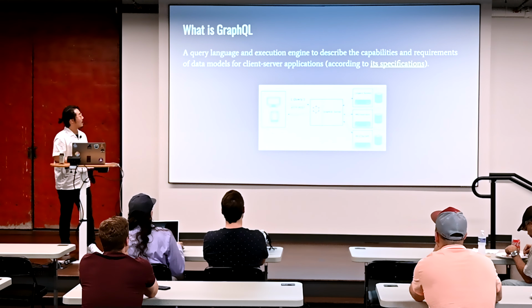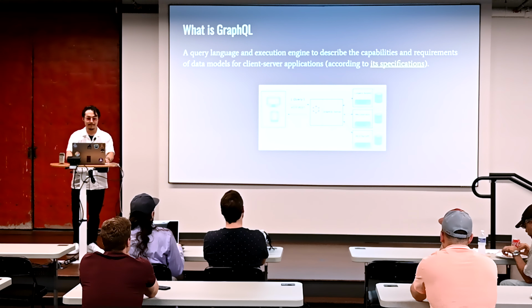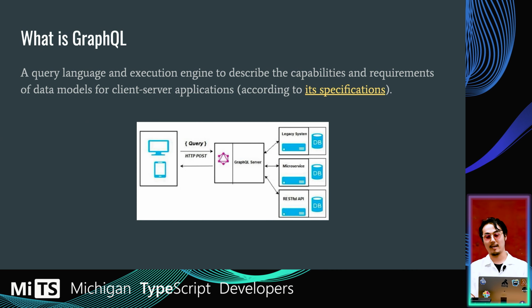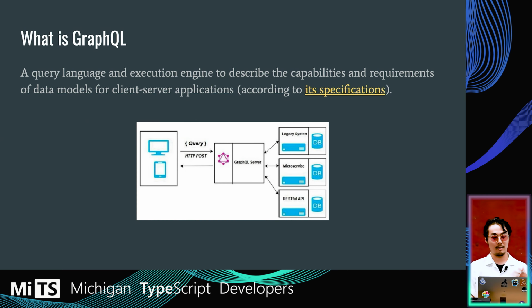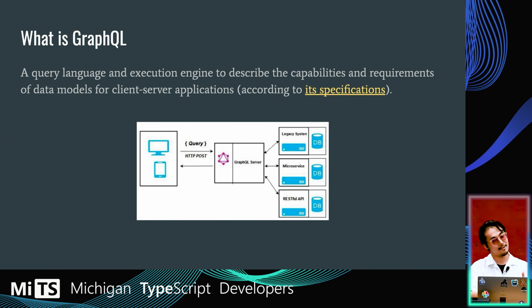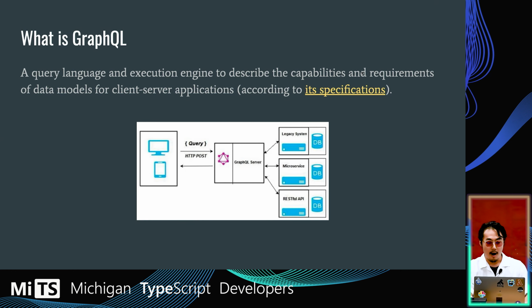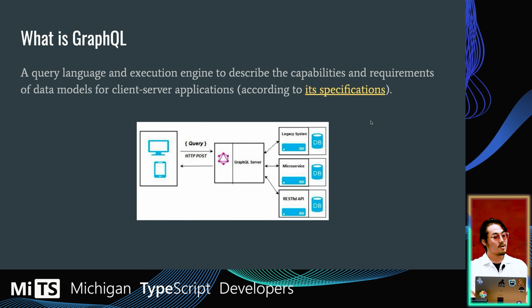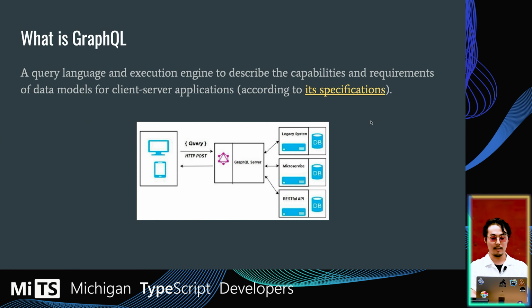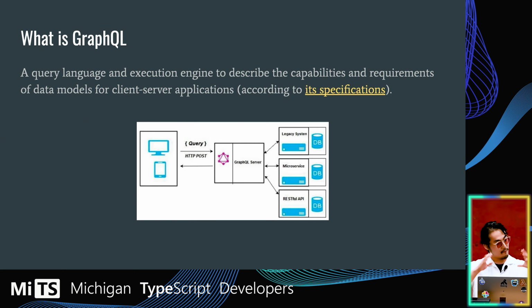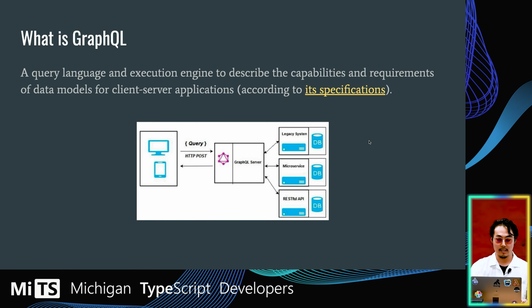Let's talk about what is GraphQL. It is a query language and an execution engine to describe the capabilities and requirements of data models for client-server applications. This is basically a straight copy-paste from the specification. Behind the scenes, how it's implemented varies by language, but it all follows the same spec. So we're going to quickly go over how it's implemented in JavaScript.